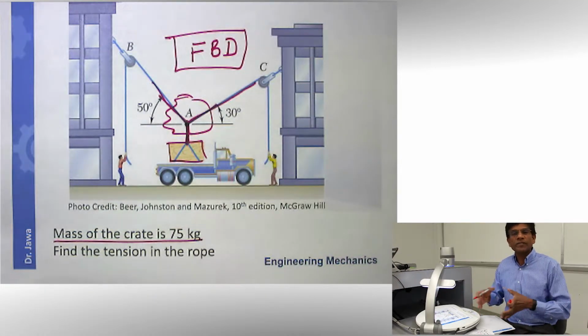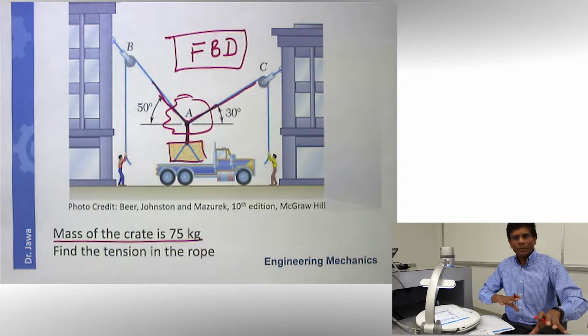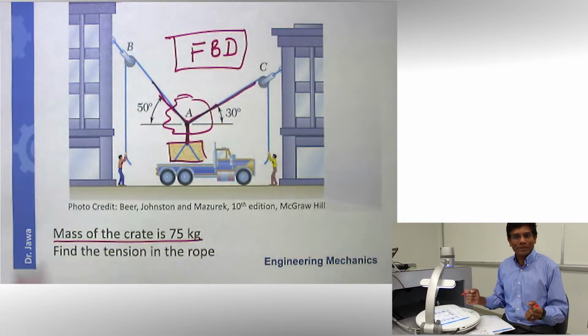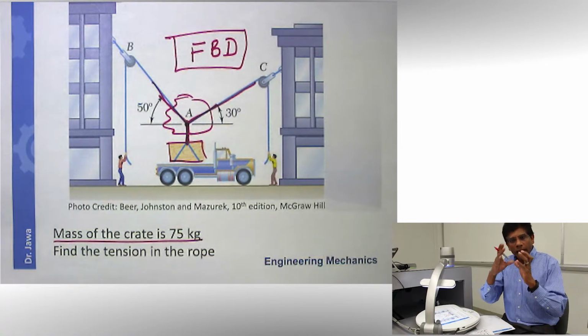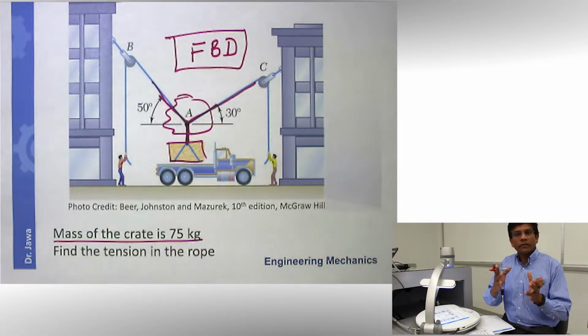What you just now saw is a physical problem with pictures, people, truck, and everything. But in reality, you don't need any of these for solving the problem. For solving this problem, you just need those three cables. All right? So you want to free the area of interest from everything else. That's the first step, drawing the free body diagram.